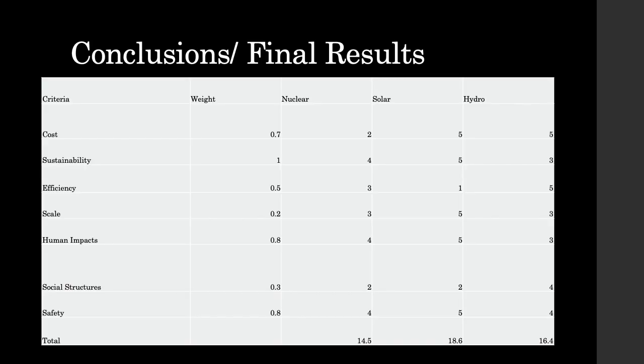After looking at our final results, a couple patterns are clear. Overall, solar comes out on top mostly because of its stellar performance in cost, sustainability, and safety. Nuclear comes in last, mainly because of its immense initial construction cost, middling efficiency, and inability to operate at a small scale. Hydro takes second place due to its exceptional efficiency and safety, but is held back by its scale and sustainability.